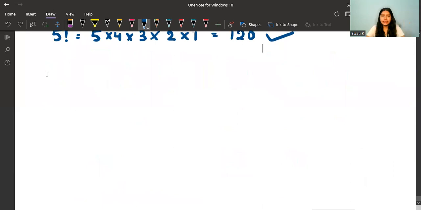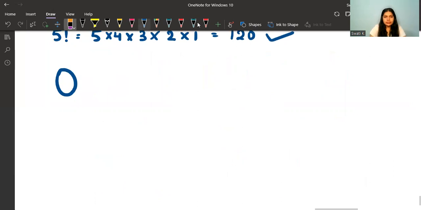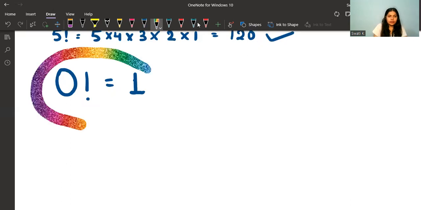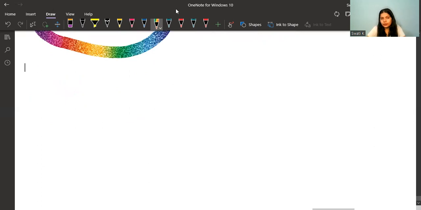There is one special case about factorial, and it is that the value of 0 factorial is 1. My number is looking weird, but I'll just rewrite this. So that is 0 factorial, and the value is 1. Always remember this. And always remember that whenever we write down the factorial, we always end at 1 only. There is also a proof of why 0 factorial is 1, but that proof we will understand later on. Now we can start with our questions.